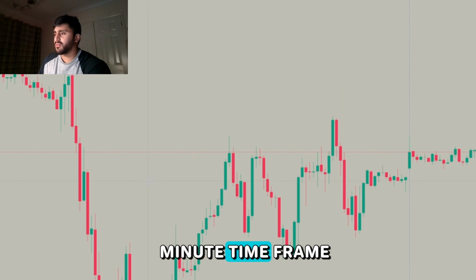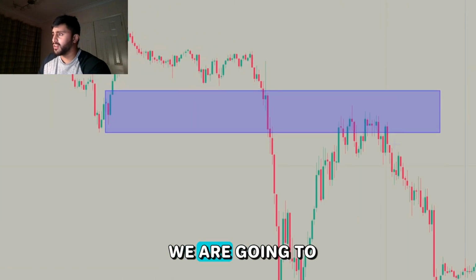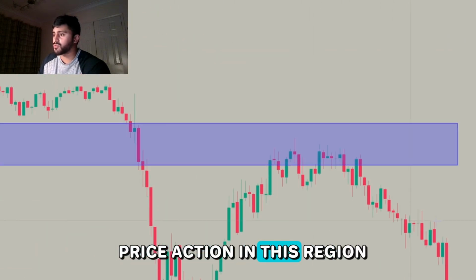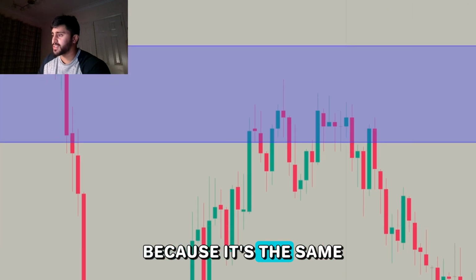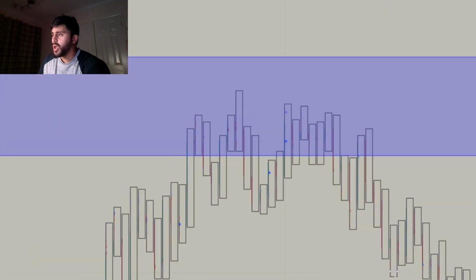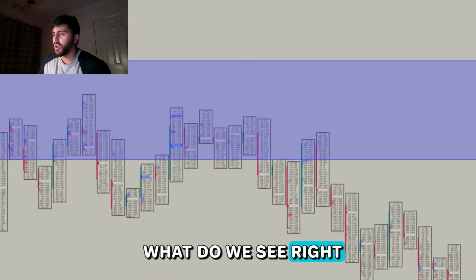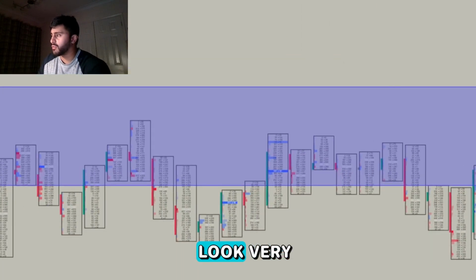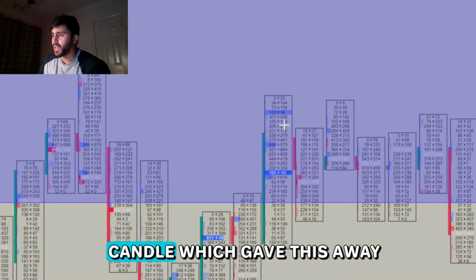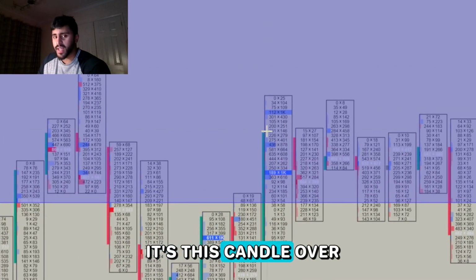So on the 5-minute time frame, if we just kind of bring this up, we are going to be dissecting price action in this region. And it's very interesting because it's the same exact price action. But when we break this down in terms of the buyers and the sellers, what do we see, right? I want traders to look very, very specifically, because it's only one candle which gave this away. It's this candle over here, right?